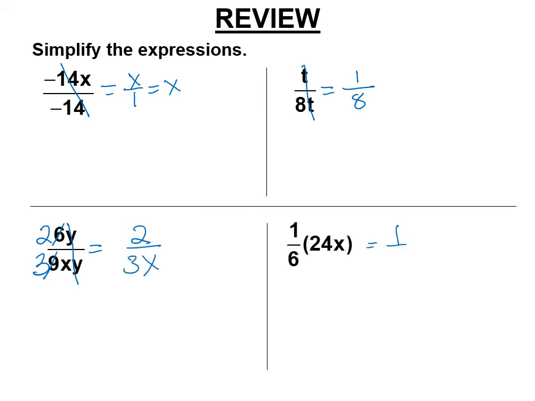This is 1/6 times 24x. The 24x is in the numerator. The 6 cancels, becomes a 1. The 24 becomes a 4. This is 4x over 1, but we would always write that as 4x, 4 times x.